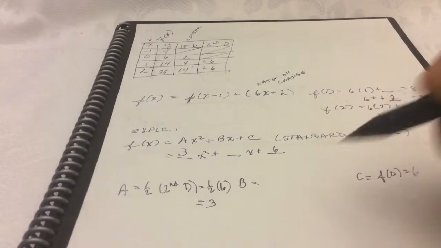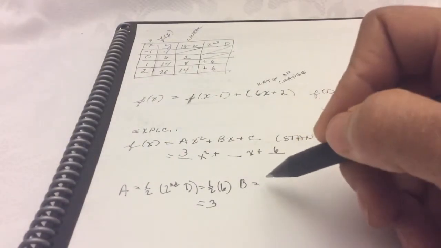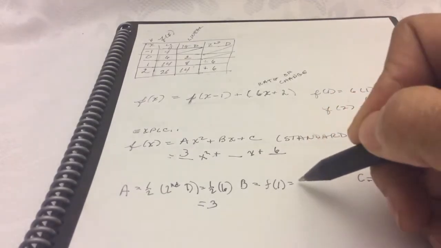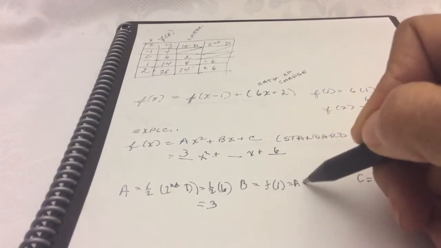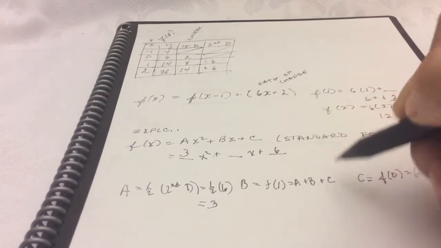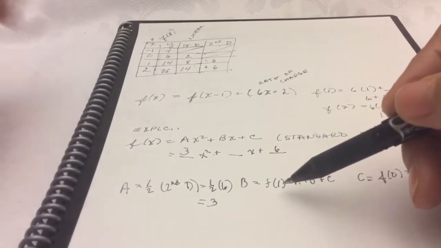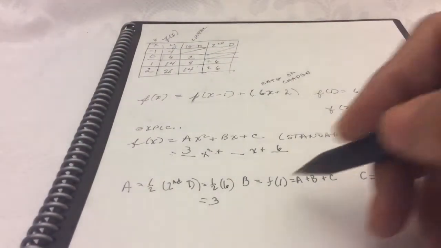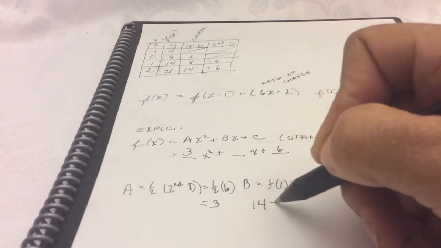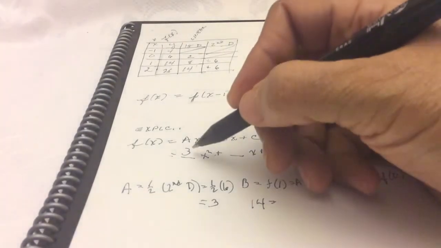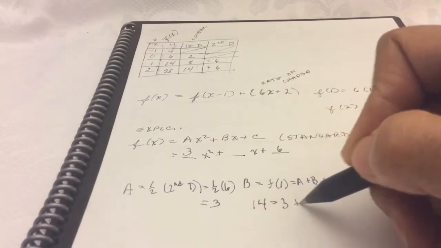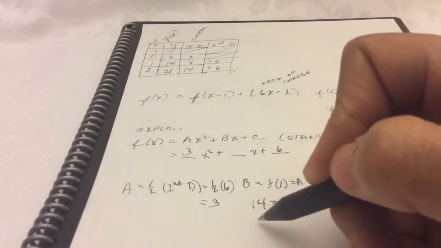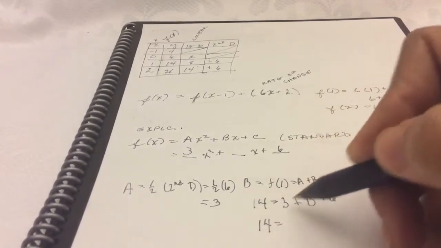That's our c value. And lastly, coming back to b, we know that f of 1 is going to equal a plus b plus c. So what is f at value 1? We look up here and we see that our f of x value at 1 is 14. So we're going to put 14 equals a, we said was 3, plus b, which we're trying to find, plus c, which is 6.